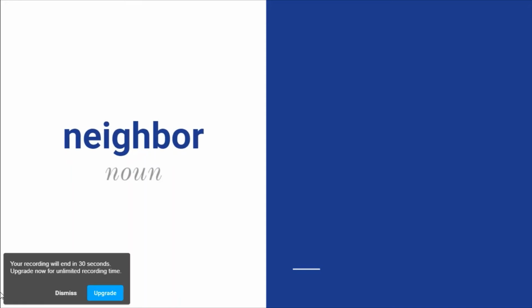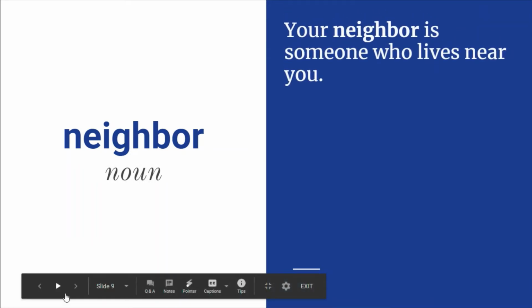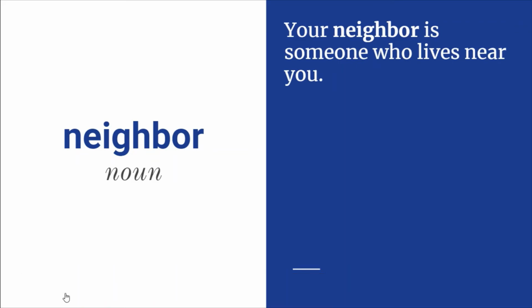Okay, now we have the word neighbor. Let's say it together. Neighbor. And neighbor is a noun. One more time, neighbor. That's a weird one, isn't it? Your neighbor is someone who lives near you. So there are two houses. There's your house and there's the house next to you. Those people in that house are your neighbors, right?